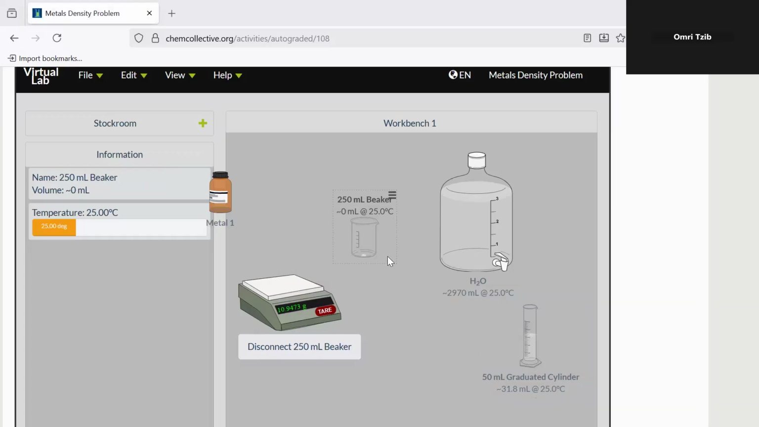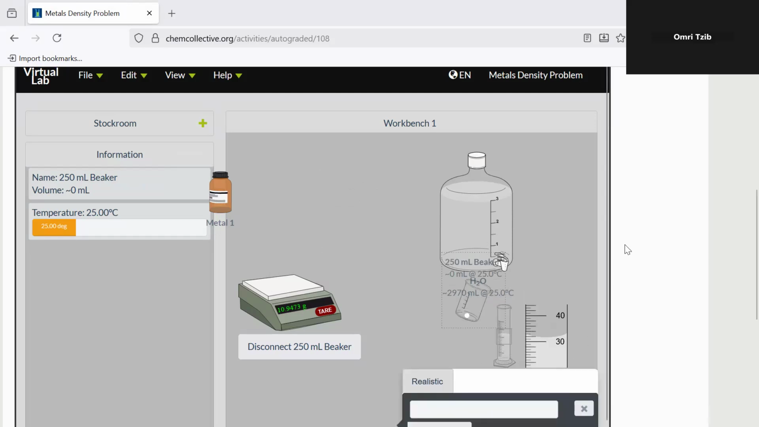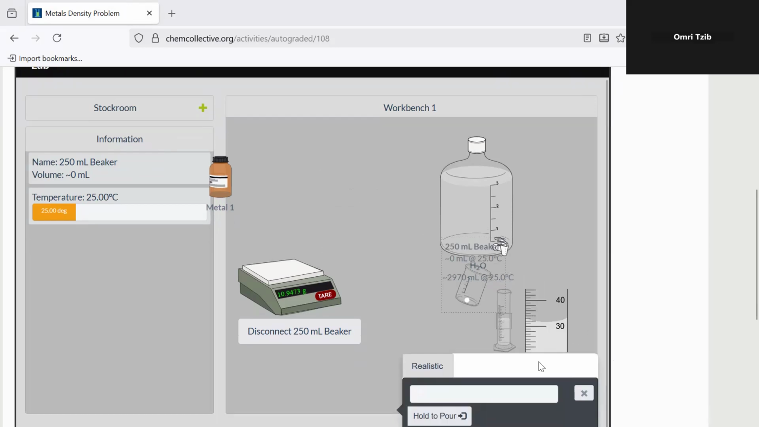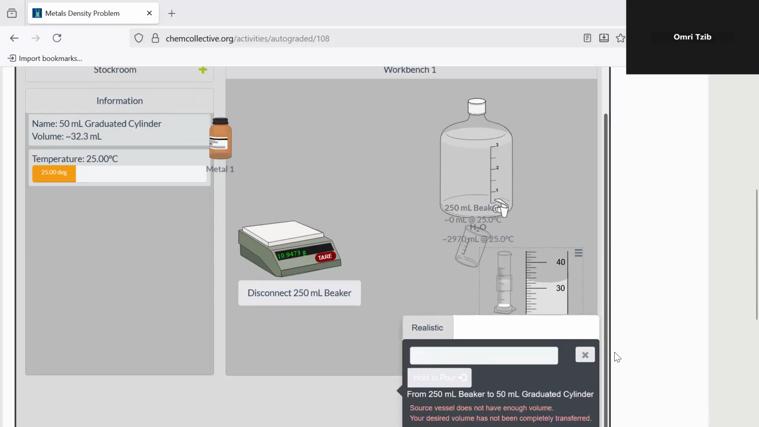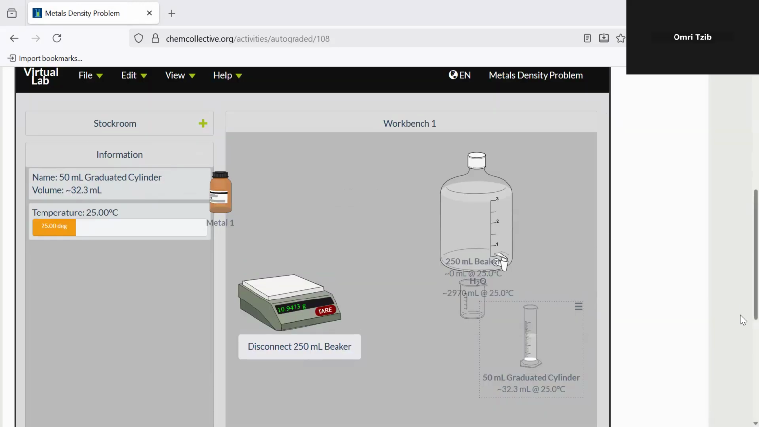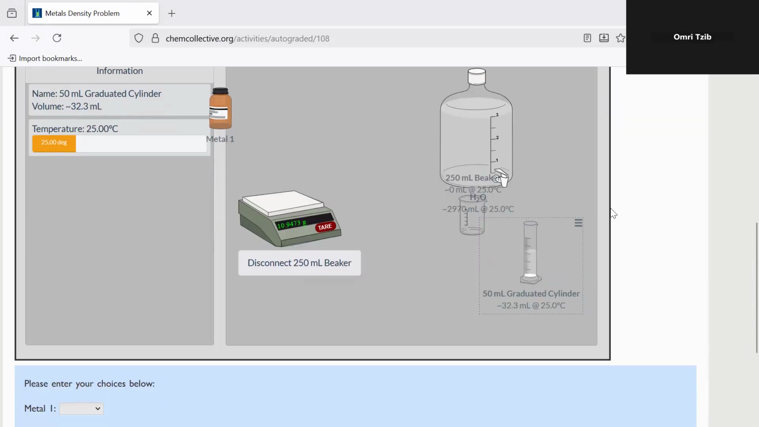Now we take our mass and pour it into our graduated cylinder, pour all of it, and this would give us a total amount. So the volume with the unknown metal went up to 32.3 milliliters. So now record this into our table and find the density.